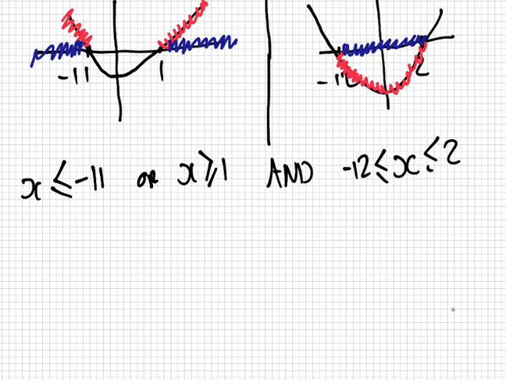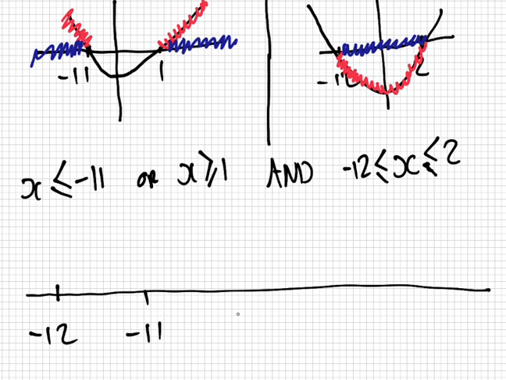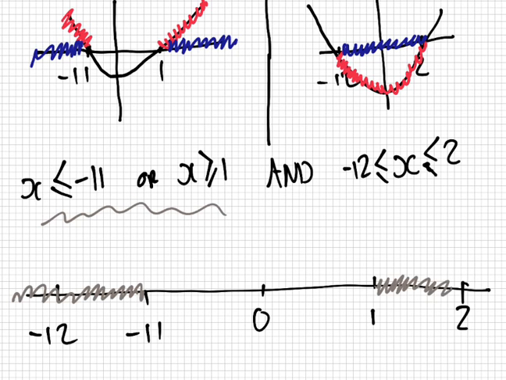So if I try to put that on a number line, not to scale, minus 12, minus 11, 0, 1, 2. So here, I'll do this one here in grey. So that's less than or equal to minus 11, so that's here. And greater than or equal to 1, that's here. And then I'll do the other one here in red. Between minus 12 and 2.